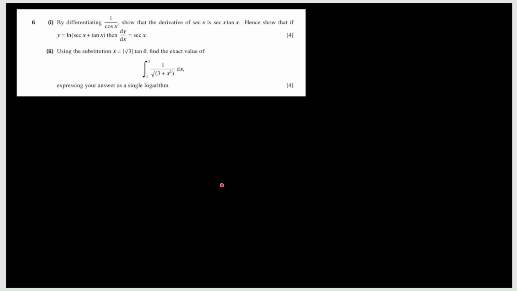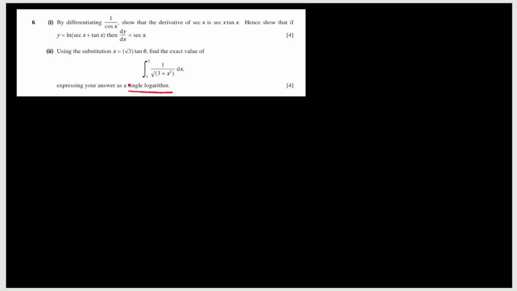Now the second part, where it is this: using the substitution x is equal to root 3 tan theta, find the exact value of this, expressing your answer as a single logarithm. Single logarithm means that in our answer there shouldn't be any other logarithm. If it is ln x, it should be ln x, it shouldn't be ln x minus ln y. I hope you get the concept of that.